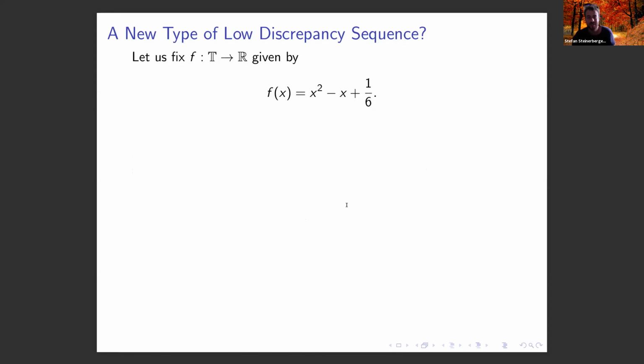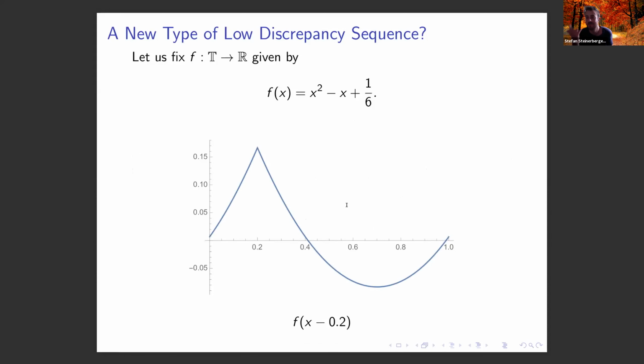So what you can do is you can fix this function, and this is what the Green function of the Laplacian looks like when you place a point at 0.2. And it's scaled to have mean value 0. That's where this constant looks suspicious, right? It comes from the fact that it's mean value 0. For people who are interested in this, it's also the polynomial in the definition of Zinterhoff's diaphony. It is the second Bernoulli polynomial. And it's also the result of a Fourier series. So this is a very interesting function.